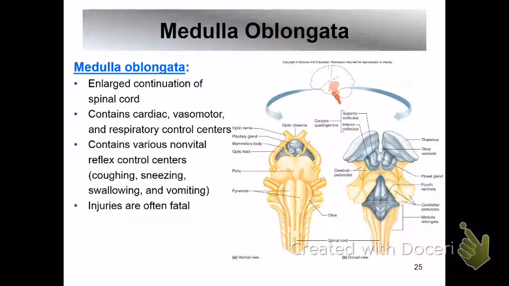Okay, medulla oblongata. I always think about Waterboy. Has nothing to do with alligators and teeth or whatever. Not recommending that movie, just referencing it, I guess.